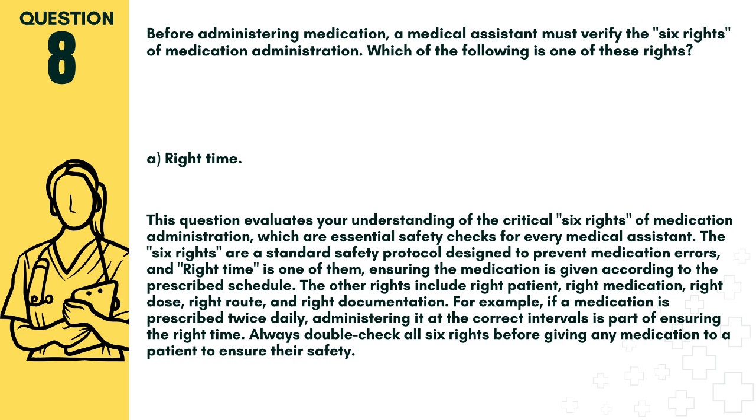The other rights include right patient, right medication, right dose, right route, and right documentation. For example, if a medication is prescribed twice daily, administering it at the correct intervals is part of ensuring the right time. Always double-check all 6 rights before giving any medication to a patient to ensure their safety.